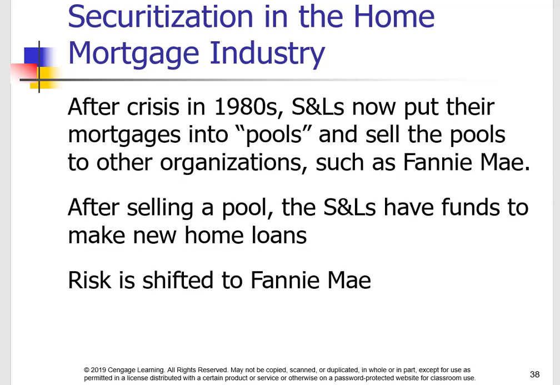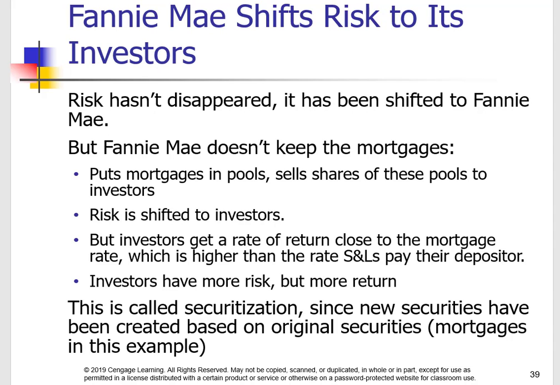So what has happened here is that the riskiness of the investment has shifted from the individual. Then the S&Ls were taking the brunt of the risk, and now that risk is shifted to these other companies as they manage the mortgages. Now, this risk hasn't gone away. Again, it has just shifted. But Fannie Mae doesn't keep the mortgages either. They put these mortgages in pools, and then they sell shares of those pools to investors. So now guess who gets to have the risk? Now the risk is shifted to investors.